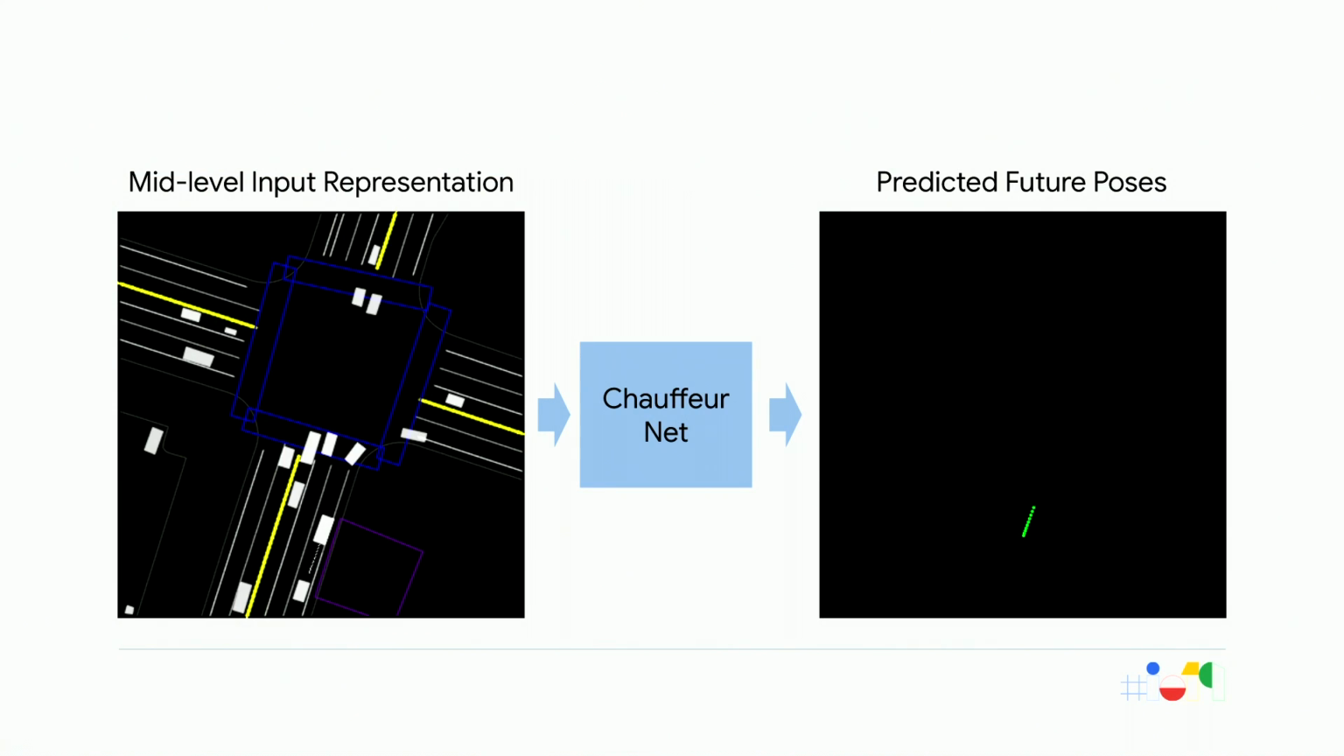To go into more detail, here is a view of what exactly the input looks like. The input is like a top-down view with the rendering of the perception output in the form of these white boxes. And the output will be the sequence of poses, which is our trajectory representation here.